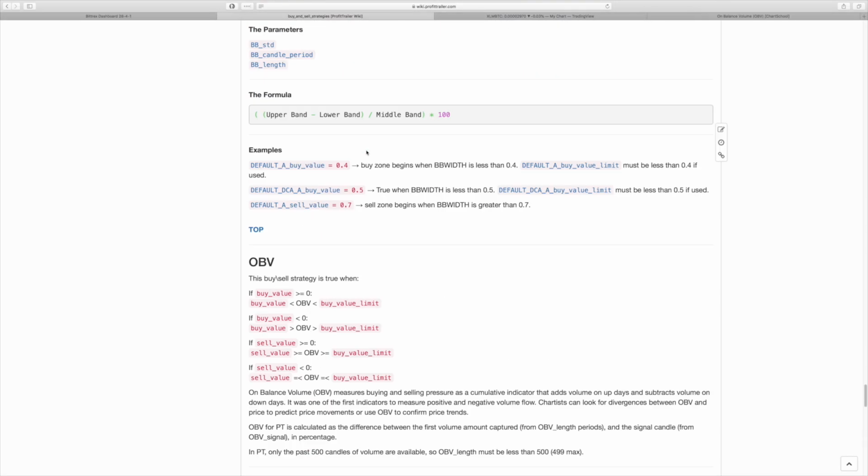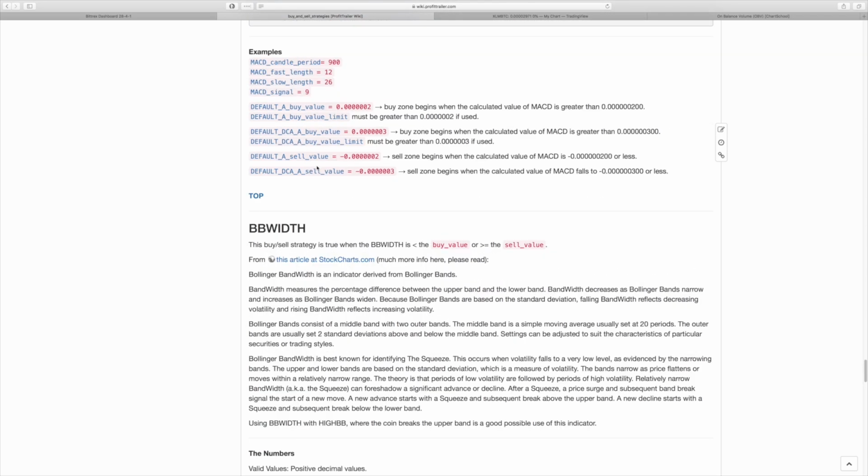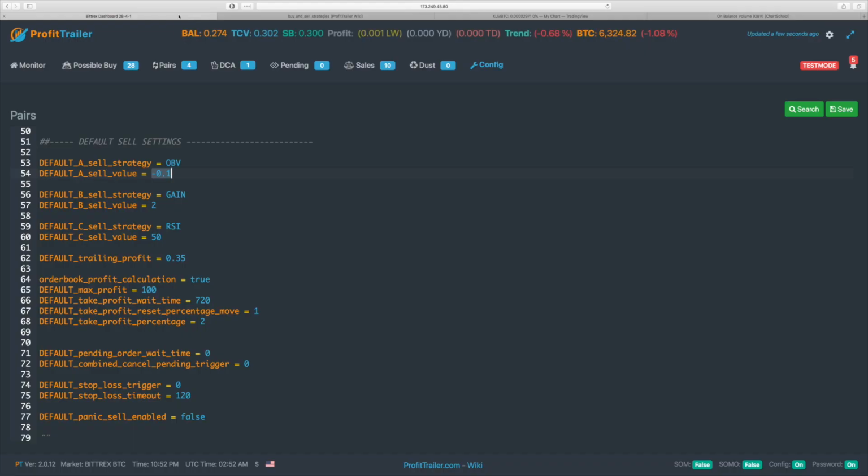We look back here on the sell. Oop, I went too far. OBV, there we are. If sell value is less than 0, then the sell value is equal to or less than OBV. Okay, so in this case, since I have a negative on balance volume sell value specified here, then it's got to be greater than 0.1 or greater than negative 0.1, and then it will sell. So that's all that's saying there.